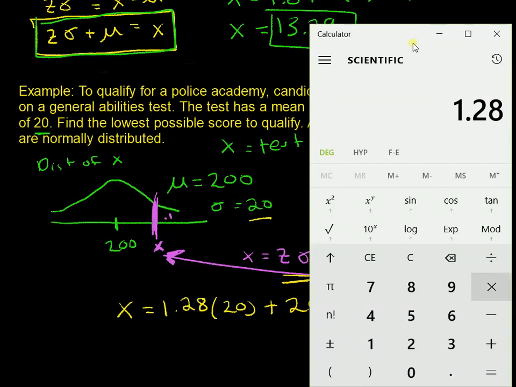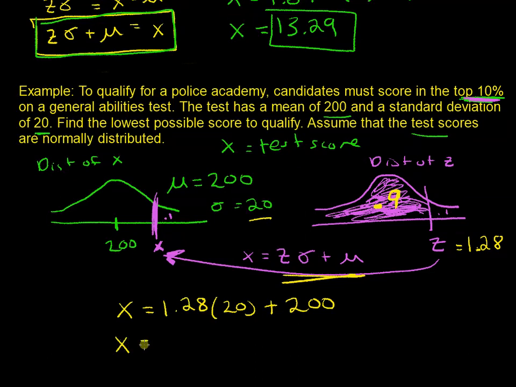1.28 times 20 plus 200 is 225.6. You should always check that that makes sense. Yep, that's more than the mean, so that does make sense. So 225.6 is what you need to qualify for this test.